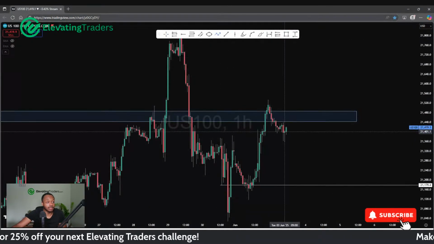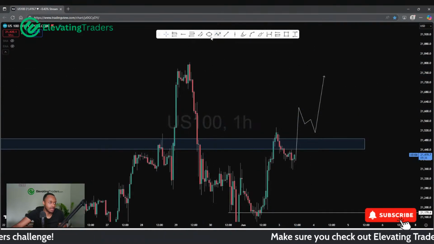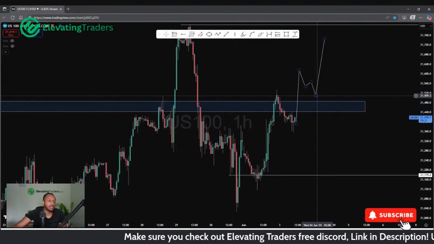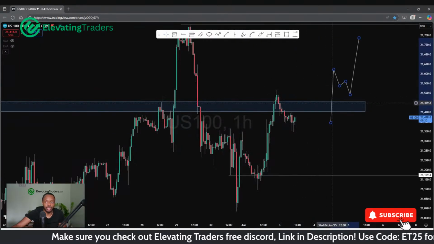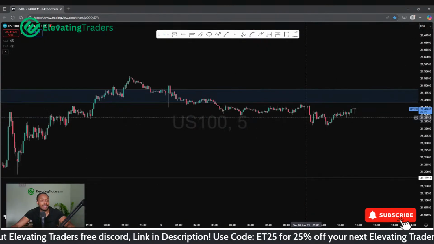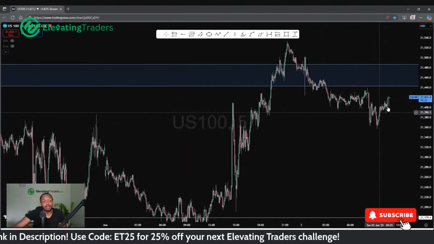If price does clear the level, then yeah, I think the buys look really good, just back to the highs basically, and the trend continues. But I want to see price break above this zone first, and that would make me bullish on the NAS.